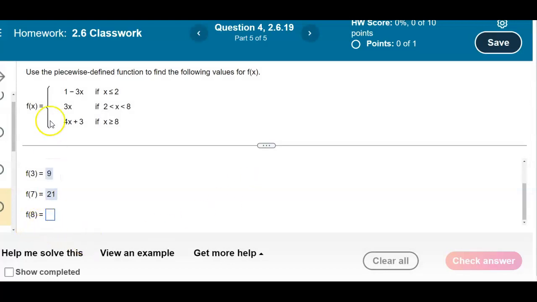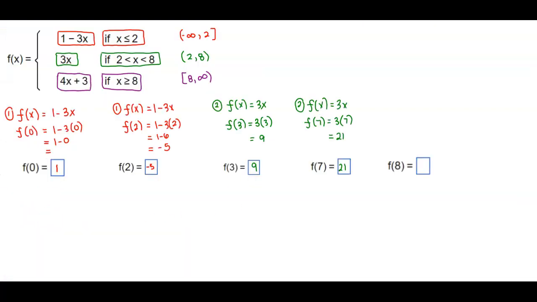Now we want to find f of 8. So now we need to come back and check, where is 8 included in the restriction? Well, it's not included in the second function because it has a parenthesis, but it has a bracket in the third function, so we're going to be using the third function to find the output. So we have f of x, which is equal to 4x plus 3. We want to find f of 8, where 8 is the input. And we're going to substitute that in for the variable x into the function.